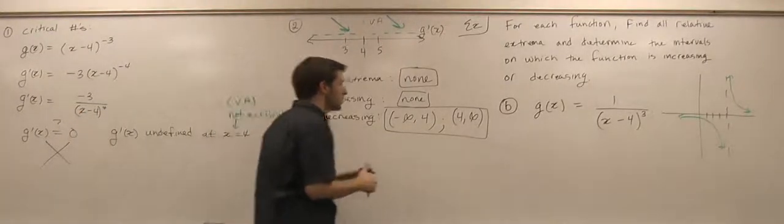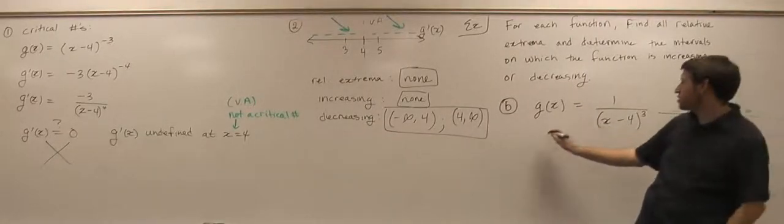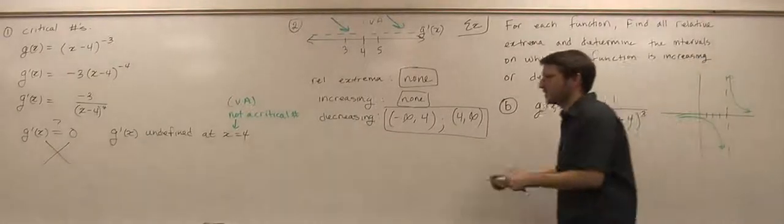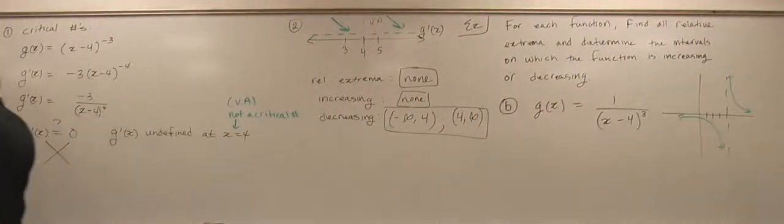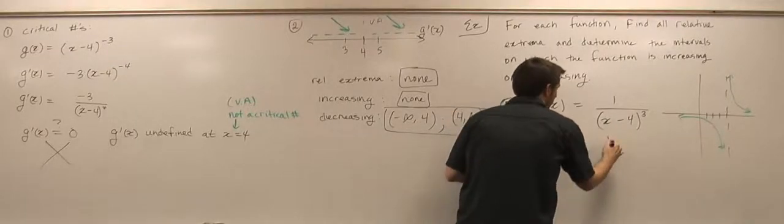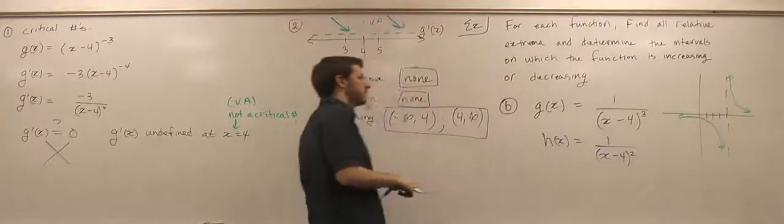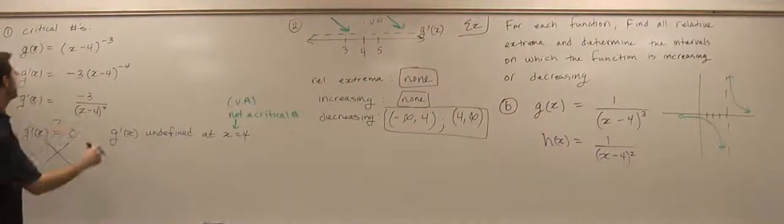I don't want to do a whole bunch of them. But I do want to see what happens here if I change this exponent. What happens if I change this to h of x equals 1 over x minus 4 squared? What does that do over here?